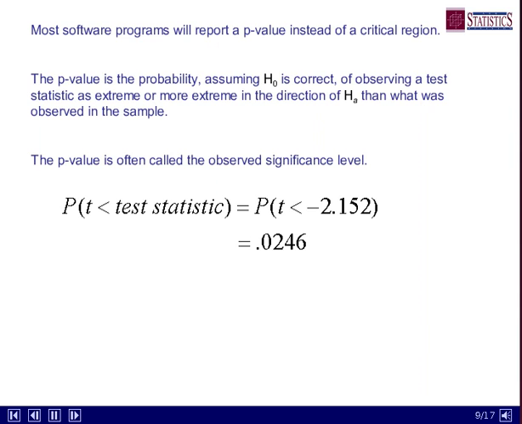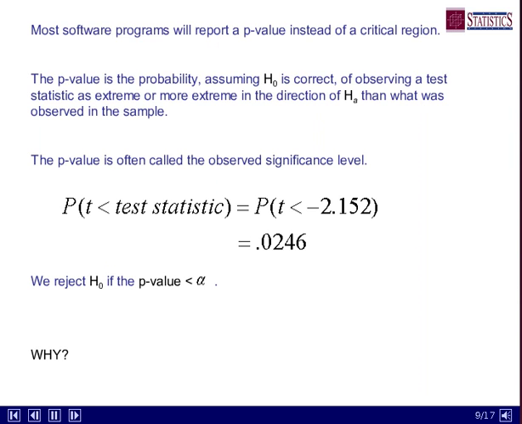So the probability that t is less than minus 2.152 turns out to be 0.0246. So that gives us the probability that we would observe something as unusual or more unusual than 2.152, which would only occur about 2% of the time if the process was actually on target at 0.38. That's the assuming H0 correct part.